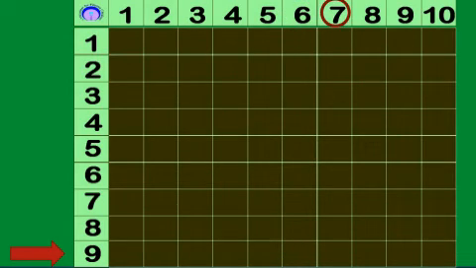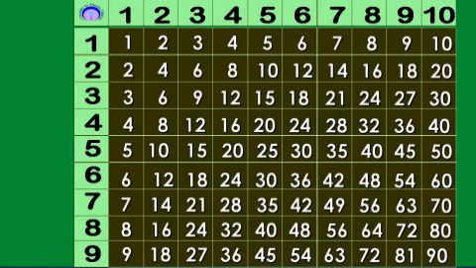9 times 7 is equal to 63. 9 times 8 is equal to 72. 9 times 9 is equal to 81. 9 times 10 is equal to 90. Congratulations, we have built our own multiplication table.